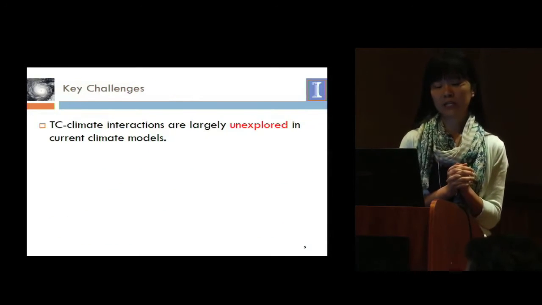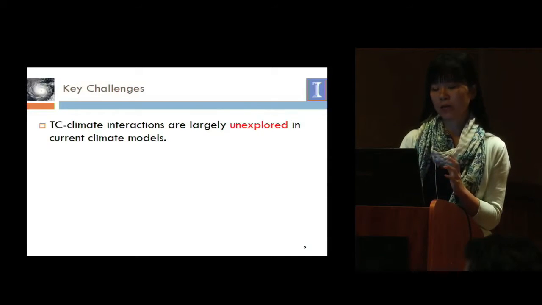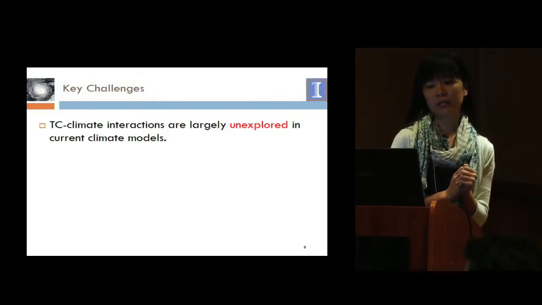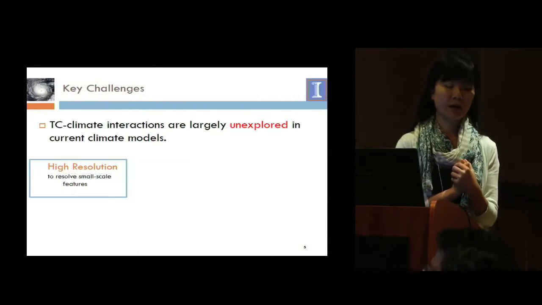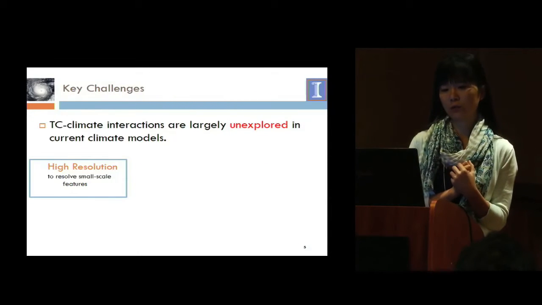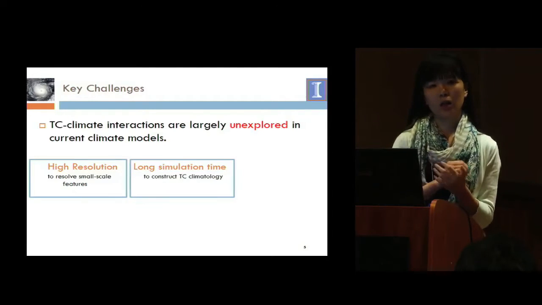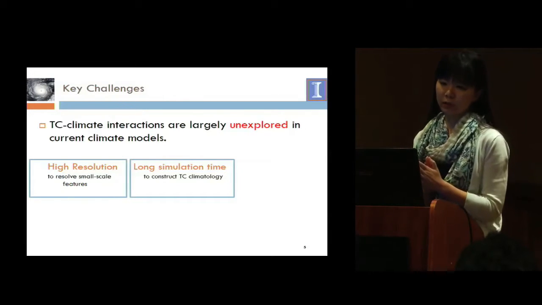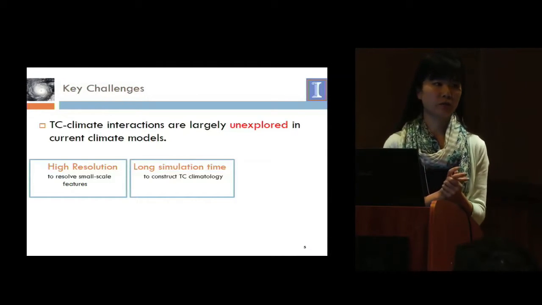There are several key challenges when we're trying to answer these questions. Tropical cyclone climate interactions are currently largely unexplored in current climate models. Why? Because we need a very high-resolution global climate model to resolve small-scale features in tropical cyclones. And we need long simulation times, decades of simulations, to construct a tropical cyclone climatology in order to diagnose their effects.